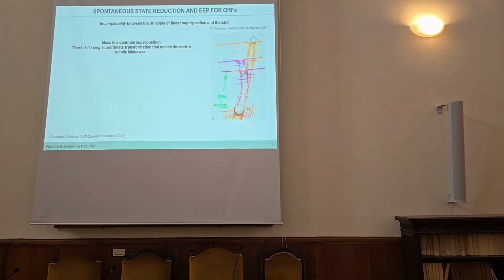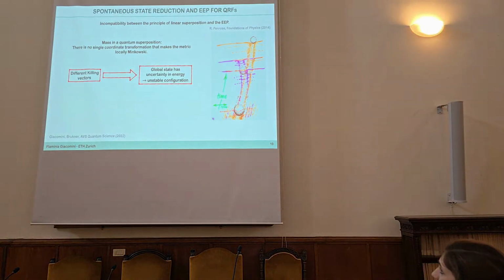So what he does is he prepares a source of gravity in a quantum superposition state, lets it evolve, and then he notices that there is no single coordinate transformation that can make the metric locally Minkowski, because we have a mass in a quantum superposition. Then he says, okay, but what if I take a weak approximation for the gravitational field, so I still have a Minkowski background to refer to. And then he says, well, even in this situation, I would have different Killing vectors, which tell us that we have conservation laws. And so in the end, the global state has an uncertainty in the energy of the gravitational field, and having an uncertainty in the energy leads to an unstable configuration. So there will be some decay time, basically some time over which one of these two amplitudes will die out.